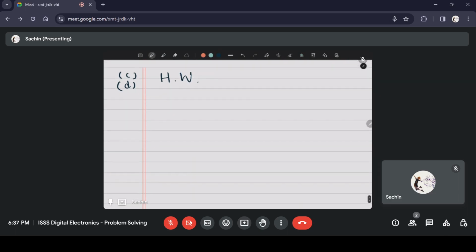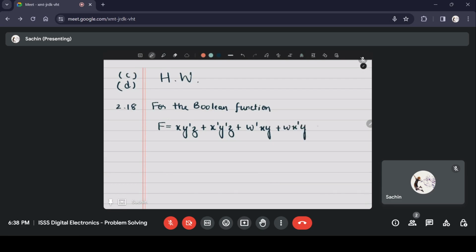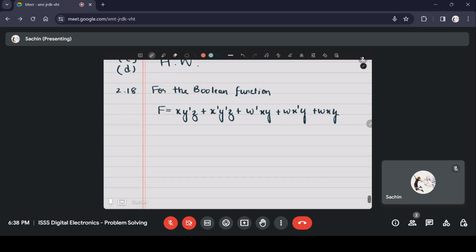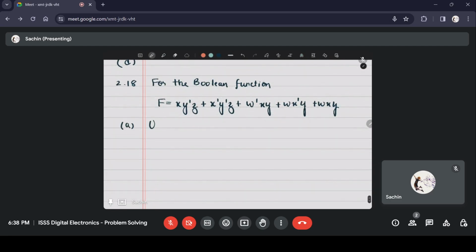Okay, we'll move on to question 2.18. For the Boolean function f equal to xy prime z plus x prime y prime z plus w prime xy plus wx prime y plus wxy. Part A, obtain the truth table of f.